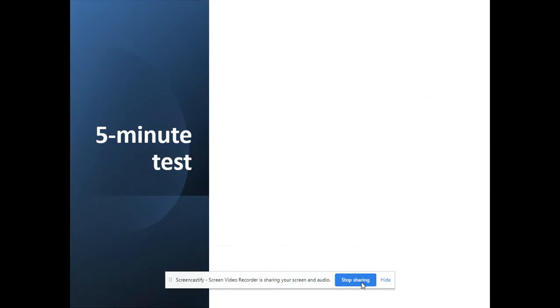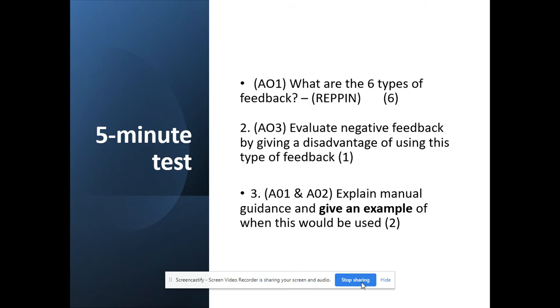So your 5-minute test. Questions are up there on the board. As you can see, they're AO1, AO2 or AO3. Remember, that shows how much knowledge you need to put into them. So the first one, what are the 6 types of feedback? A little clue there for you with repping. Okay, and that's 6 marks.